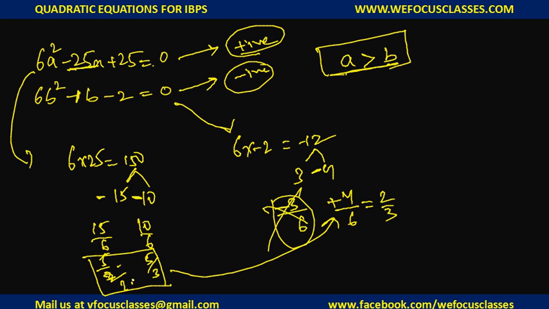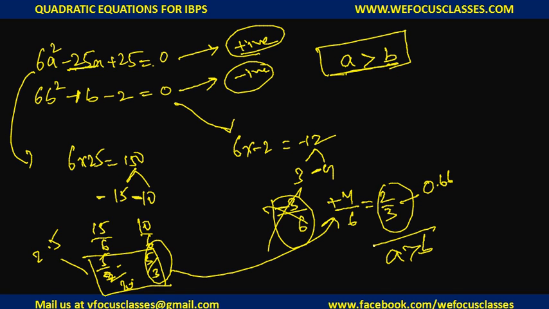5 by 2 is 2.5, and 2 by 3 is 0.66 something. So this is greater. And take the other value, 5 by 3, and this is 2 by 3. 5 by 3 is always greater than 2 by 3. So it's very simple. With this you can say that A is greater than B. Like this you can compare the values.